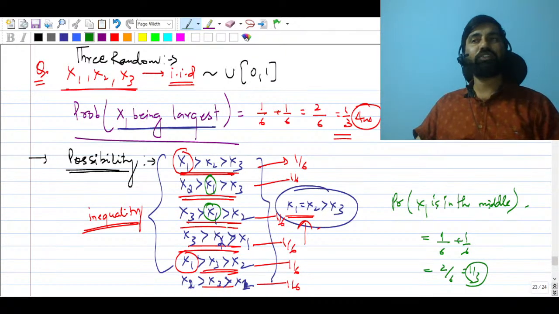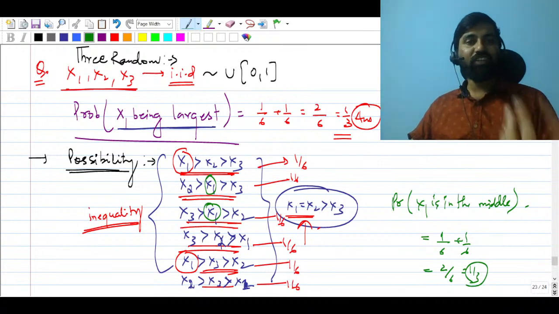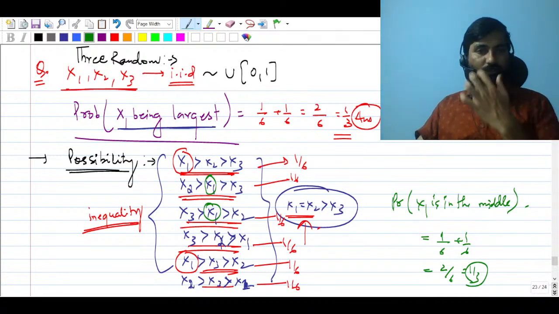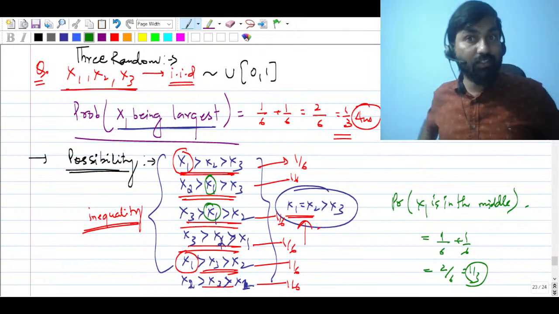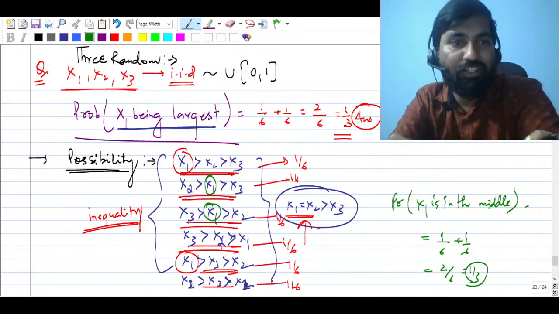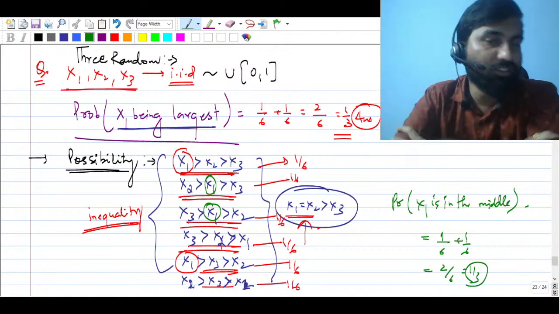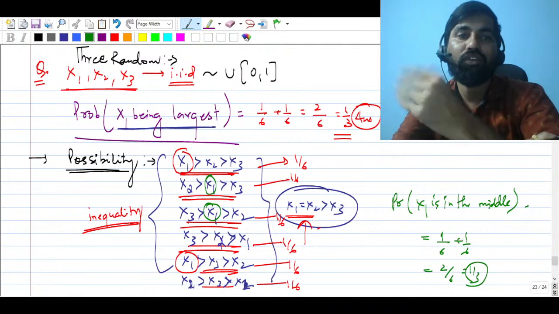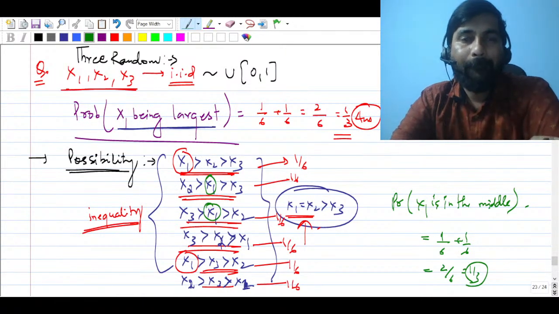They might ask you x2 being largest, or x3 being largest. The answer will be 1 by 3. So first of all, you have to identify where you can employ symmetry. You are able to find the probability of these possibilities. Because there are 6 possibilities, for one possibility the probability is going to be 1 by 6. So always go for the symmetry concept.